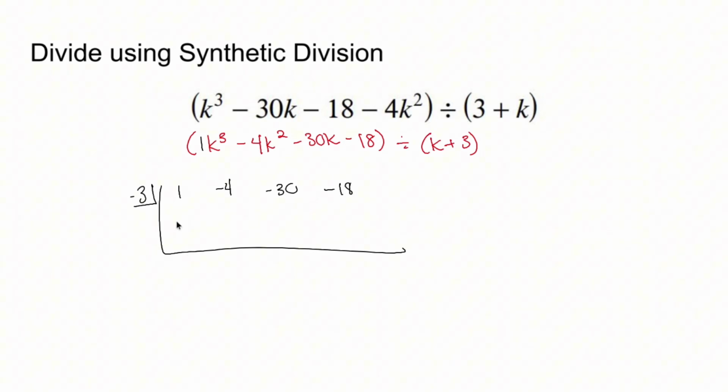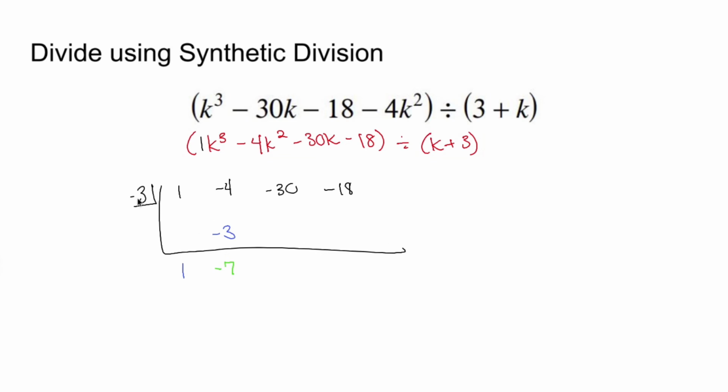Drop down the 1. So synthetic division, the first step is to always drop down the first number, so drop down the 1. Take that 1, multiply it to your root, and put that directly underneath the next number. Take these two numbers and add them. Negative 7, repeat the process.